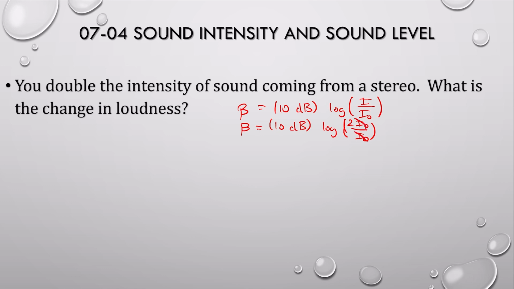The I0s cancel, and you end up with 10 decibels times the log of 2, which is about 3 decibels. So when you double the intensity, it only goes up by 3 decibels. So that means a 200-watt stereo will only sound twice as loud as a 20-watt stereo.